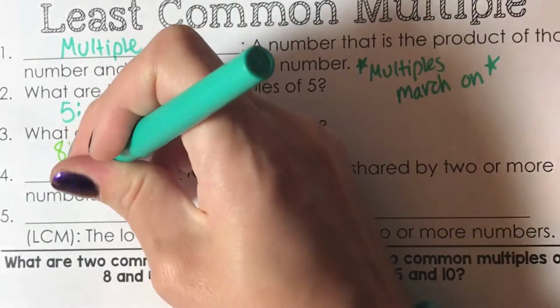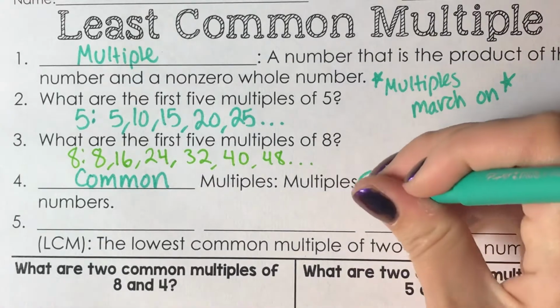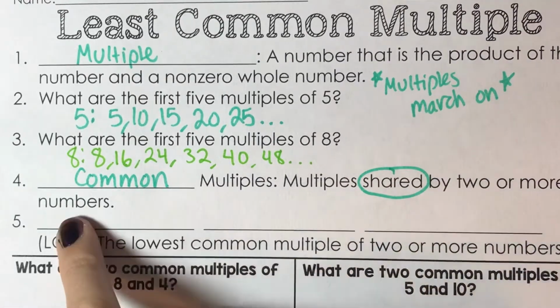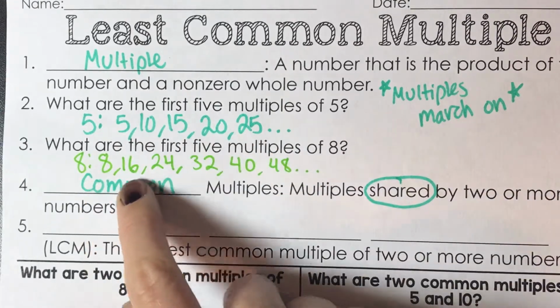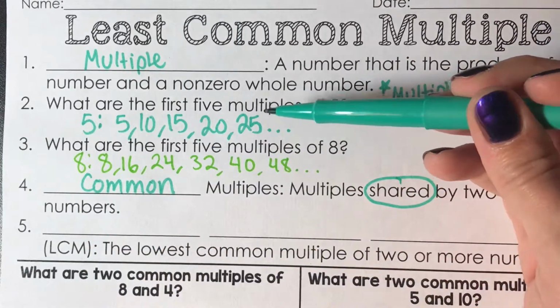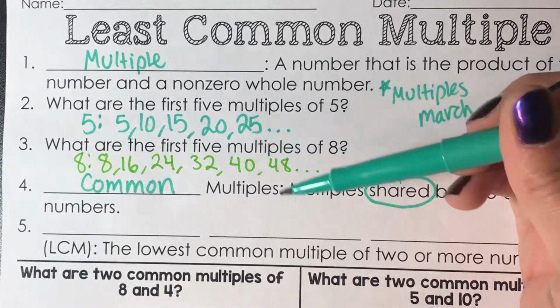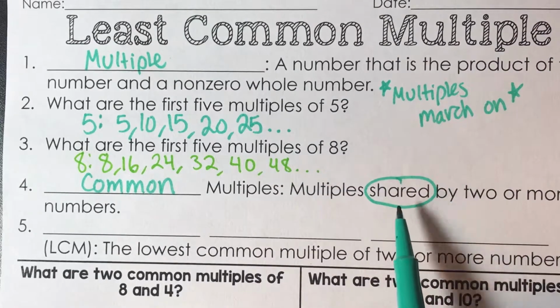Common multiples are multiples shared by 2 or more numbers. So looking at this list, the multiples of 5 and the multiples of 8, I don't see any multiples that are on this list and that are also on the other list. When I'm asking about a common one, they need to be within both. They need to share it.